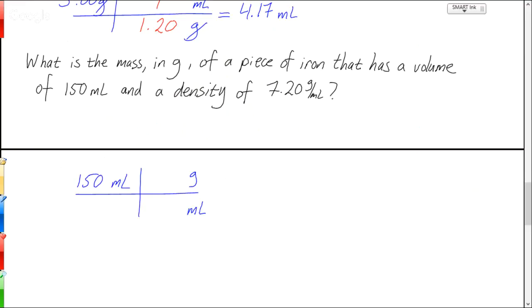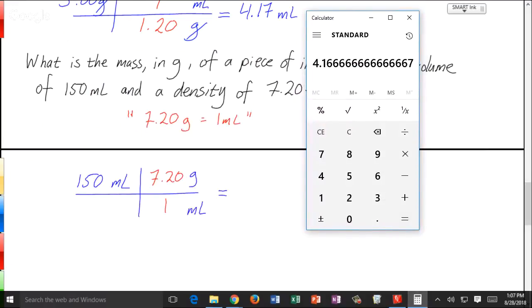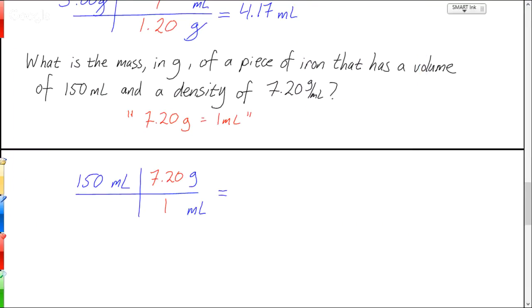So we set something up like this. Hopefully you set something up like that. And now we have to get the numbers in there in the right place. So we've got 7.2 grams per milliliter. And we have to remember that that means something like 7.2 grams of iron equals 1 milliliter of iron. So that tells us that the 7.2 goes with the grams and the 1 goes with the milliliters. We multiply by things on top and divide by things on the bottom. And we get 1,080 grams of iron.